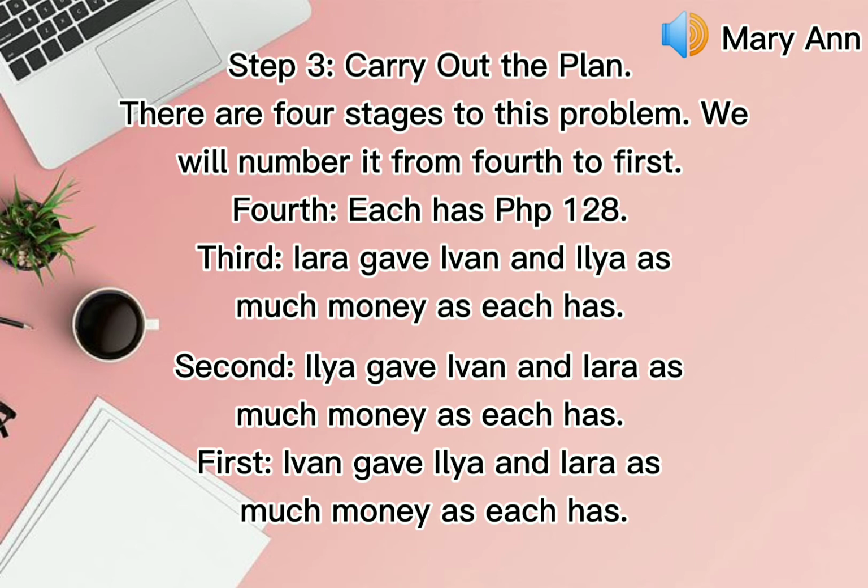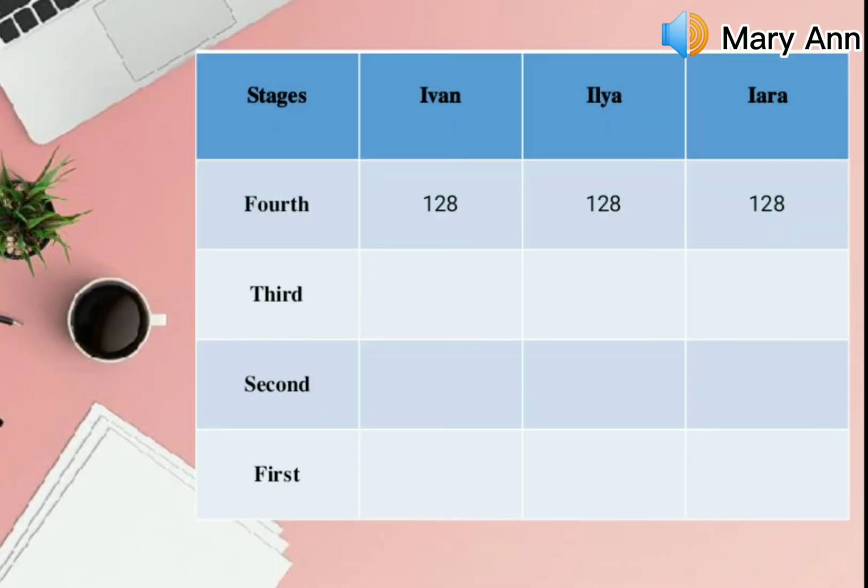There are 4 stages to this problem. We will start solving it from the last, from the 4th stage down to the 1st stage. The 4th stage is each has 128 pesos. Third, Ayara gave Ivan and Ilya as much money as each has. Second, Ilya gave Ivan and Ayara as much money as each has. First, Ivan gave Ilya and Ayara as much money as each has. Based on the stages mentioned earlier, we will be constructing a table for us to understand it better.